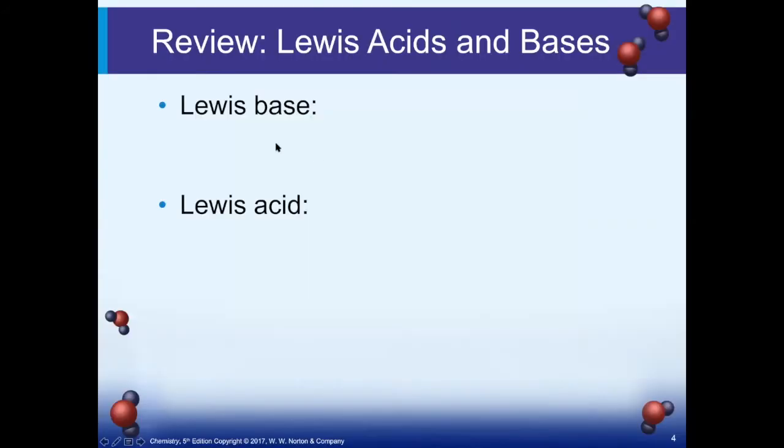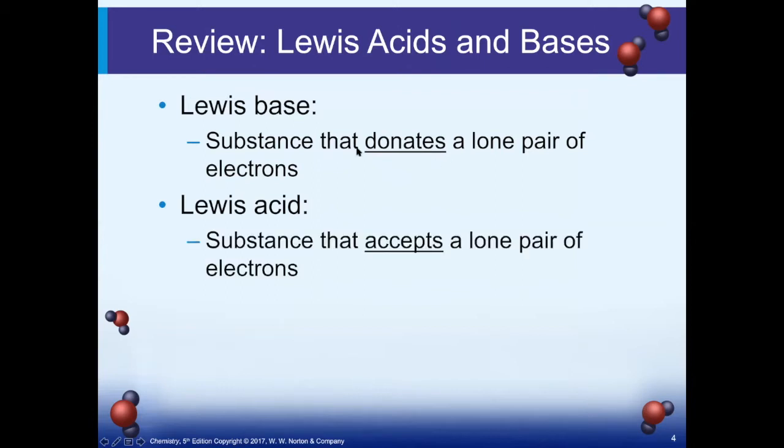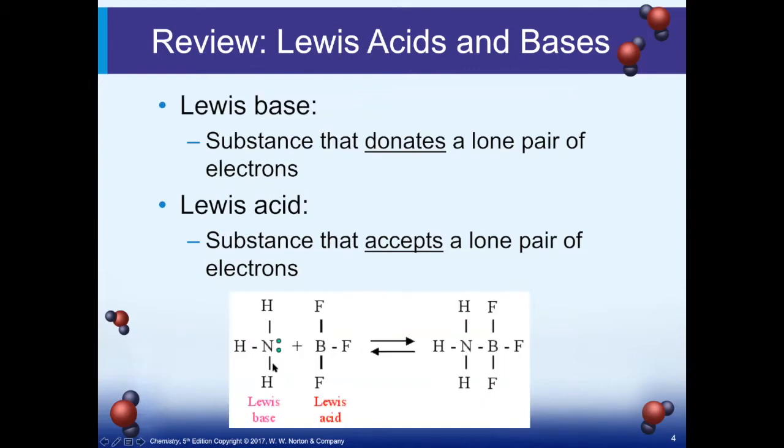Just the definitions here. A Lewis base, if you remember, this is something we learned back in chapter 16. A Lewis base is something that donates a lone pair of electrons. Then the Lewis acid is the thing that's accepting that lone pair of electrons. So a case where you have a Lewis base would be something like ammonia, because it has that lone pair of electrons that it's going to donate to something like boron trifluoride, which is acting as a Lewis acid.